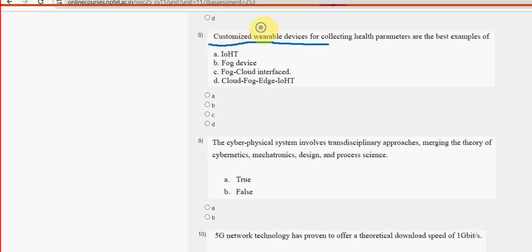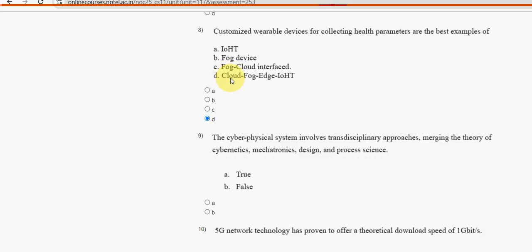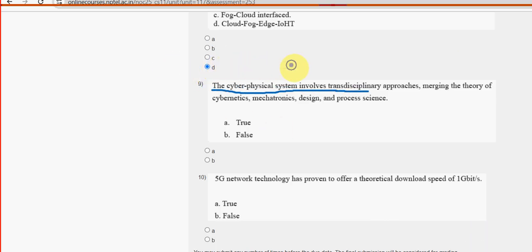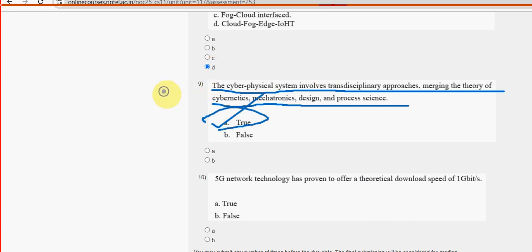Next, eighth one. Customized wearable devices for collecting health parameters are the best examples of. So for eighth question, option D, Cloud Fog Edge IoHT. So mark option D as the probable solution. Next, ninth one. The cyber-physical system involves transdisciplinary approaches merging the theory of cybernetics, mechatronics, design, and process science. So for ninth question, option A, true is the probable solution, guys. So mark option A.